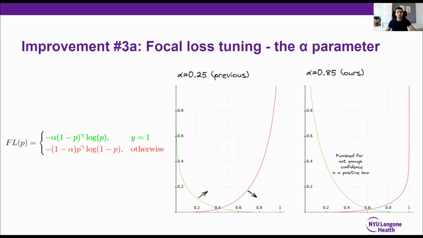to 0.85. This increases the magnitude of the loss for positive lesions, which is indicated as green, and decreases the loss for background boxes, indicated as red. This change punishes the model for not giving enough confidence in positive predictions while lowering the loss for the background boxes.